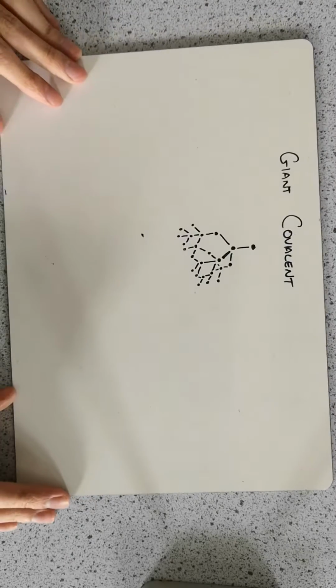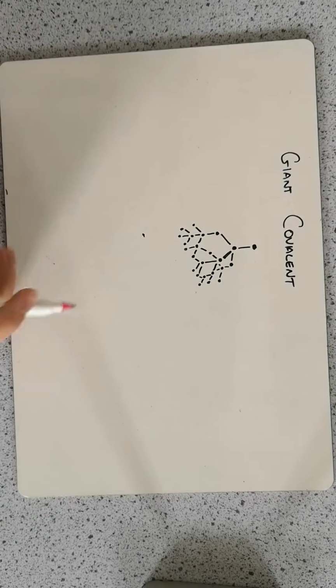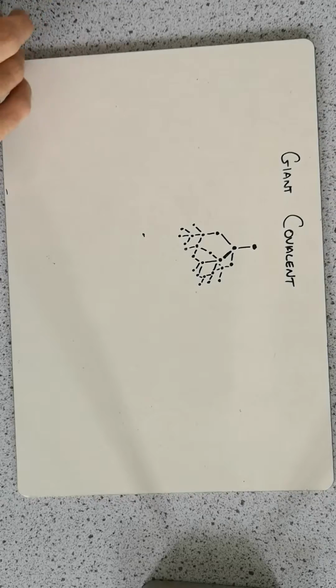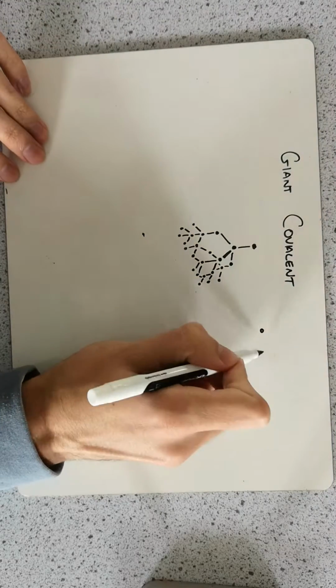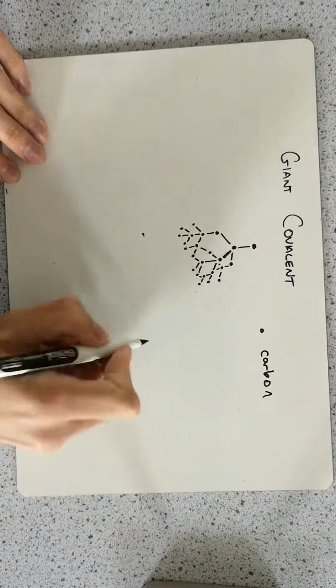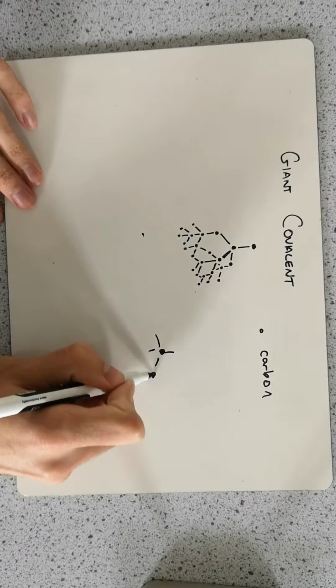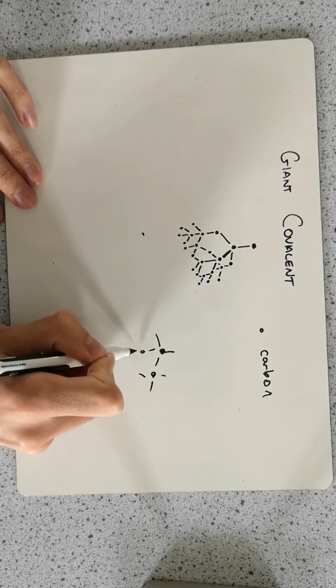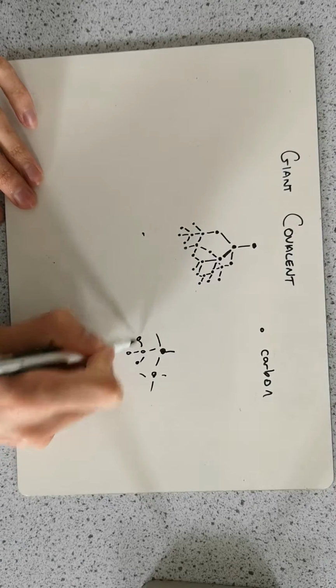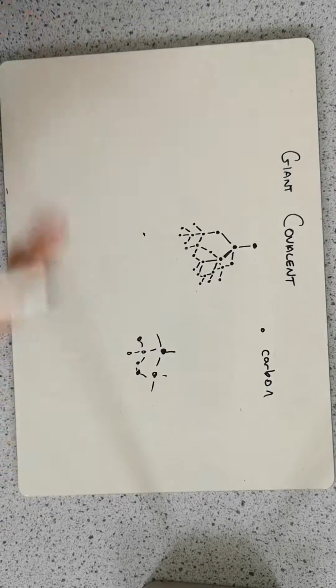Now, giant covalent. This is the worst diagram I've got of them all. In a giant covalent, this example here is diamond, each little black dot represents carbon, and they're all bonded 4 times. So each carbon bonds 4 times, and then that carbon bonds 4 times, and then that carbon bonds 4 times, and they link up.